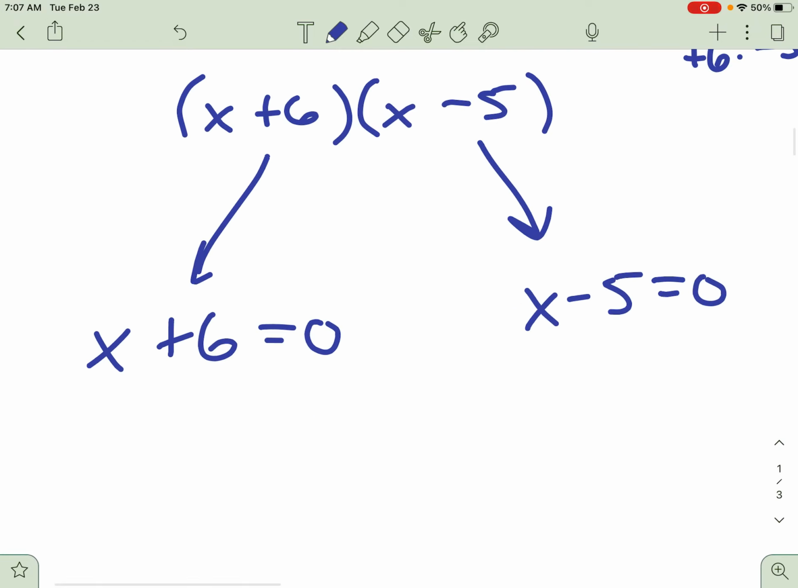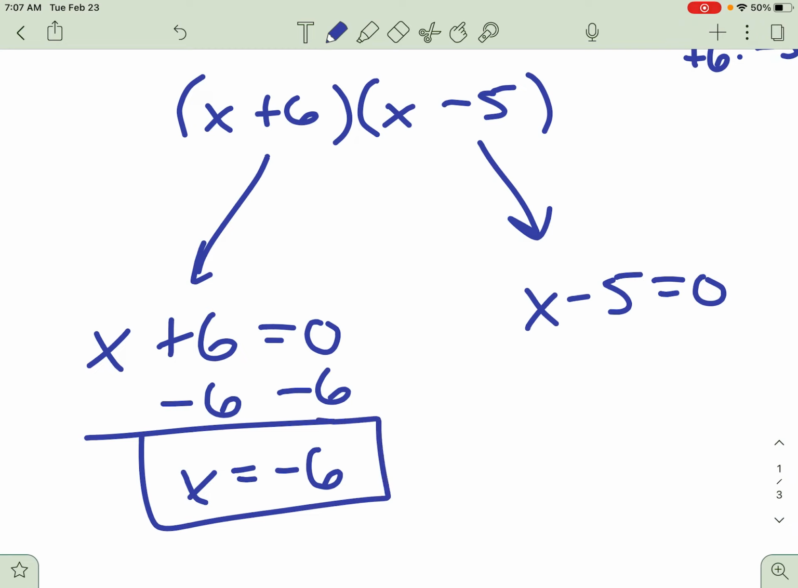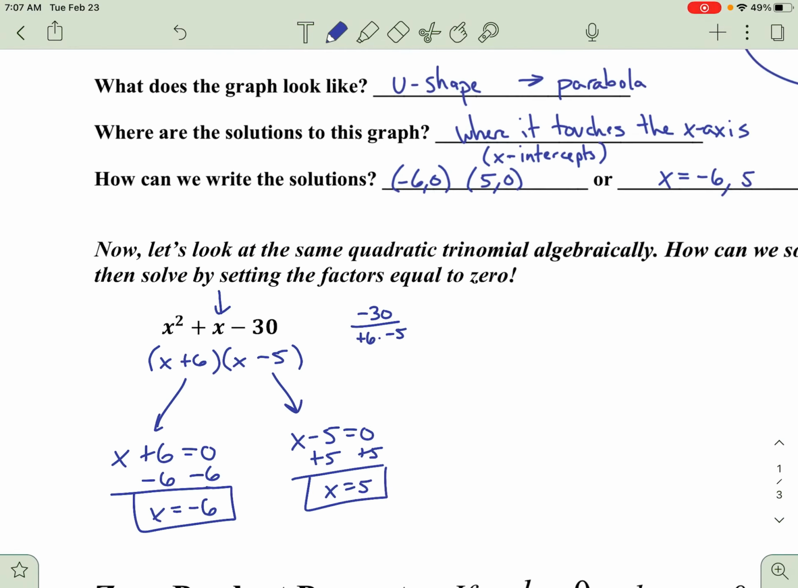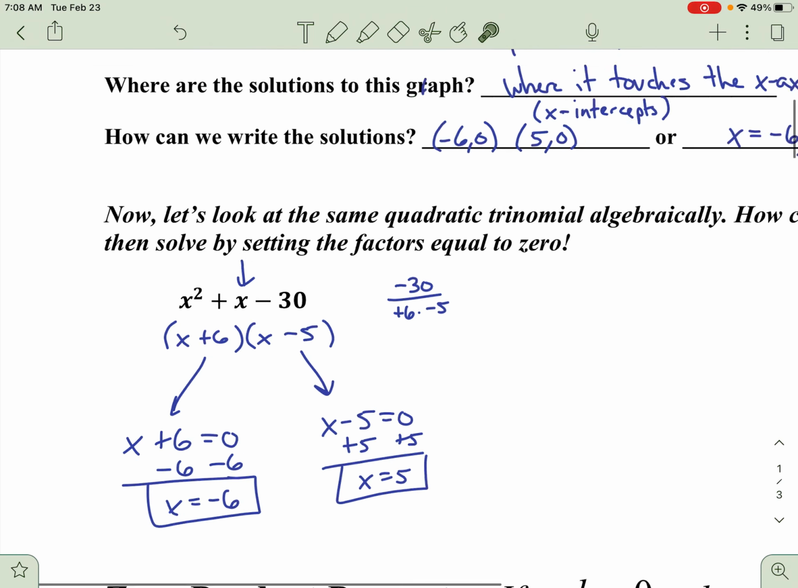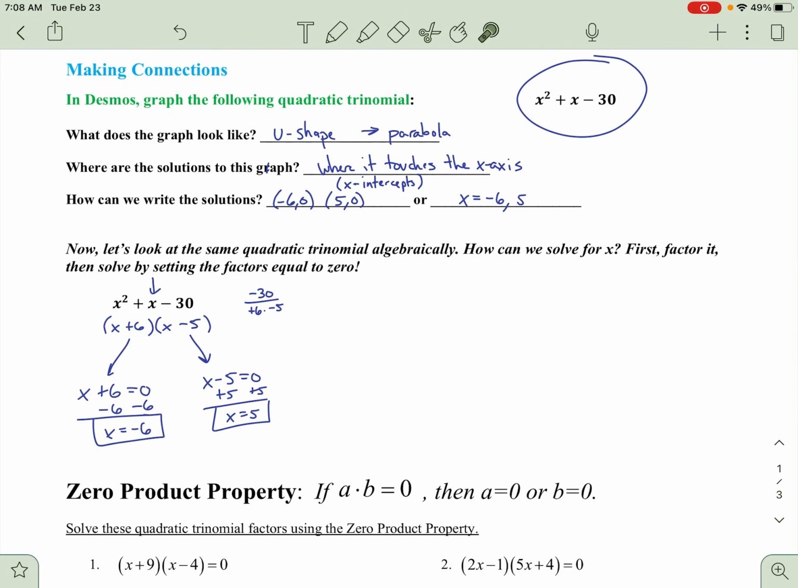Okay, and when you do that, you can solve this simple algebraic expression just by subtracting 6 from the other side. It gives you one solution, and then you add 5 to the other side, and you get the other solution. Okay, now look at this up top. Look at the solutions that we had from the graph. -6, +5, -6, +5. But the factors were +6 and -5. Okay, notice the difference.